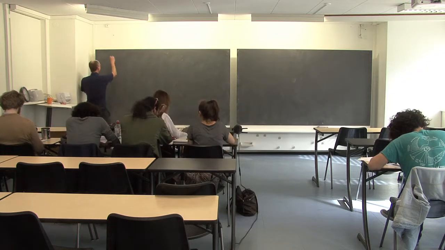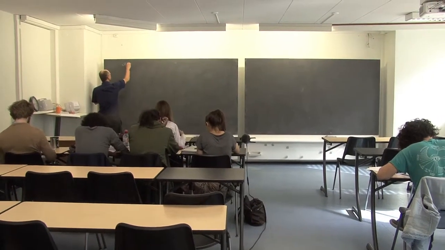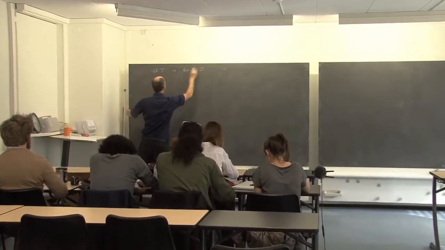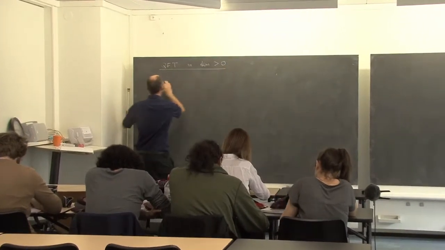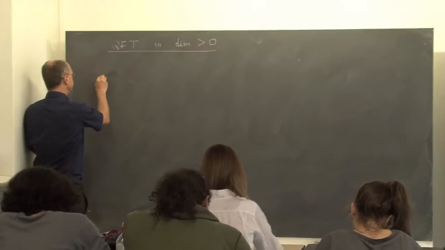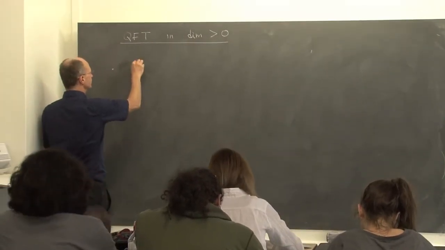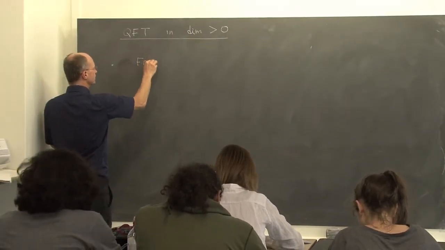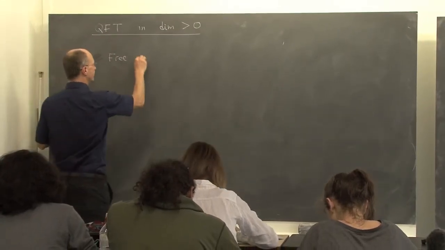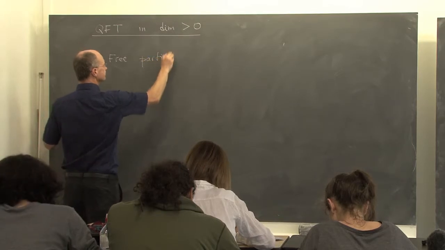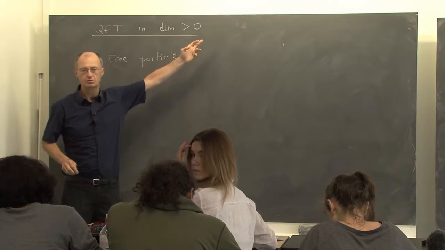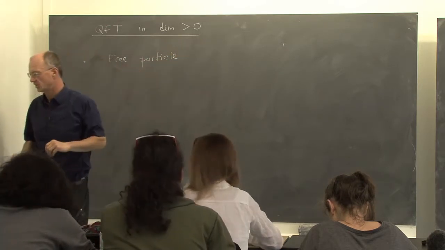Right, so QFT in dimension greater than 0. So let's start with an example which is not really a QFT. This is something that you know from the previous term, that's quantum mechanics. So it's a free particle. Now the dimension is equal to 1, right? This dimension is time.